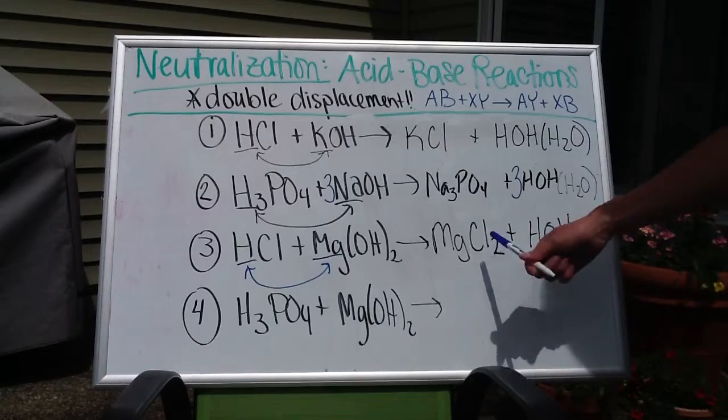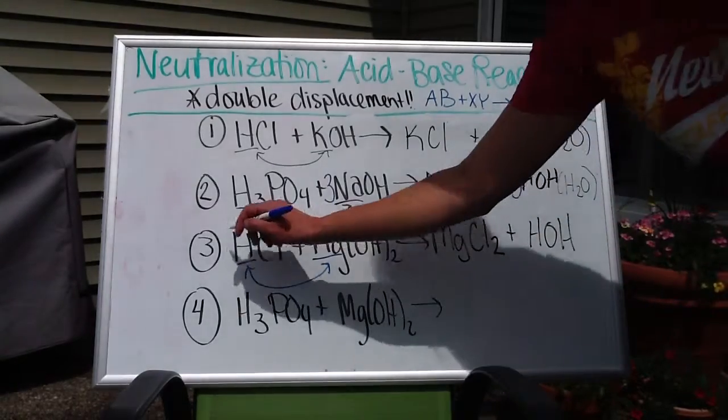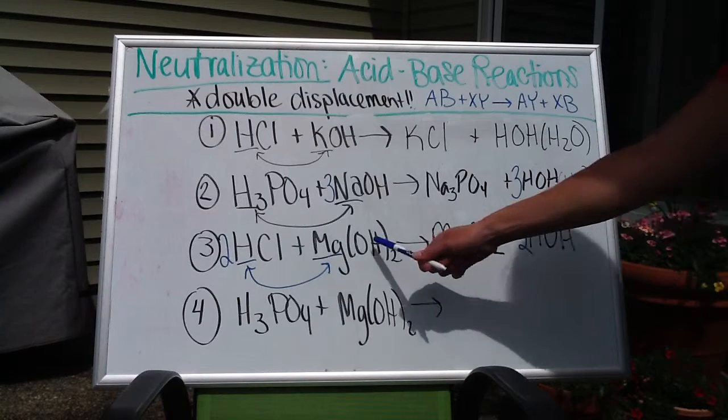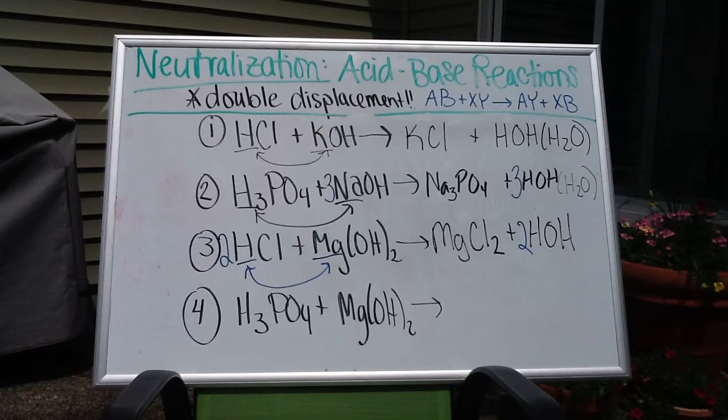You notice I have 2 chlorines over here, only 1 on that side. So I'm going to put a 2 right there. And then I've got 2 hydroxides here, so I have to have 2 over here. So now I'm all balanced.